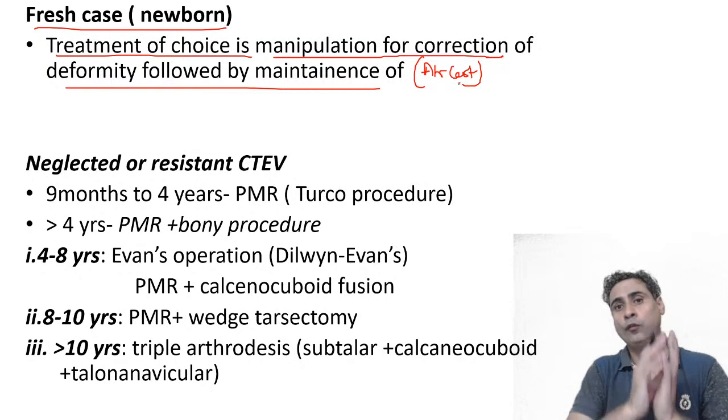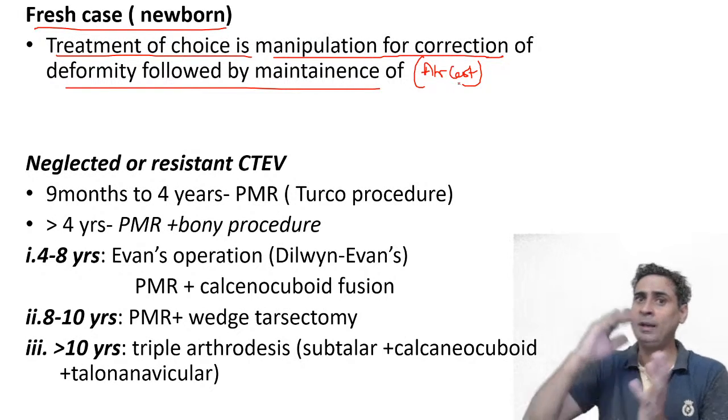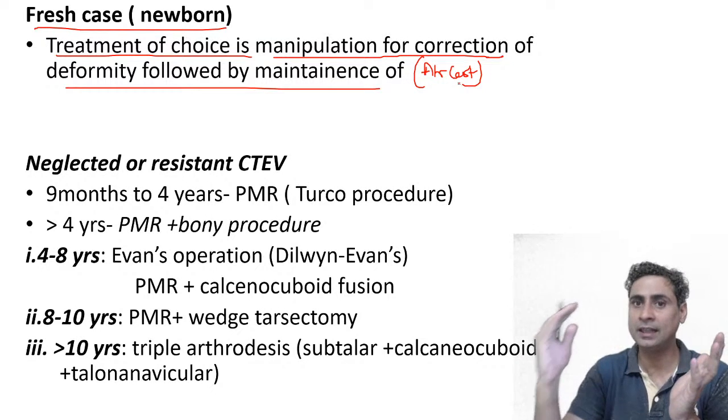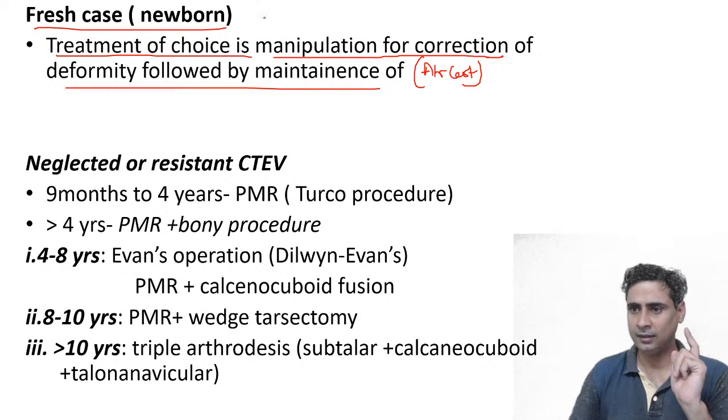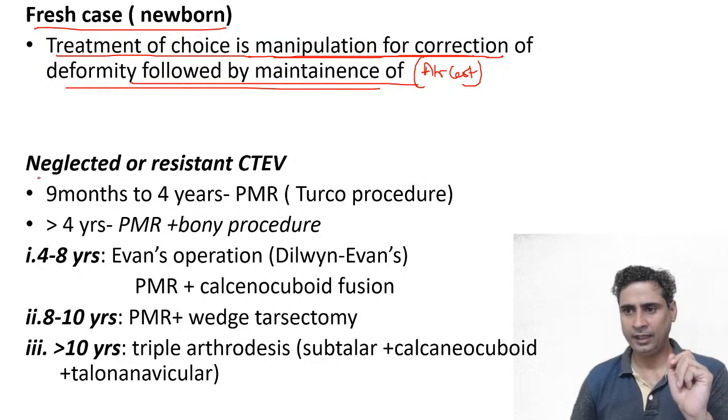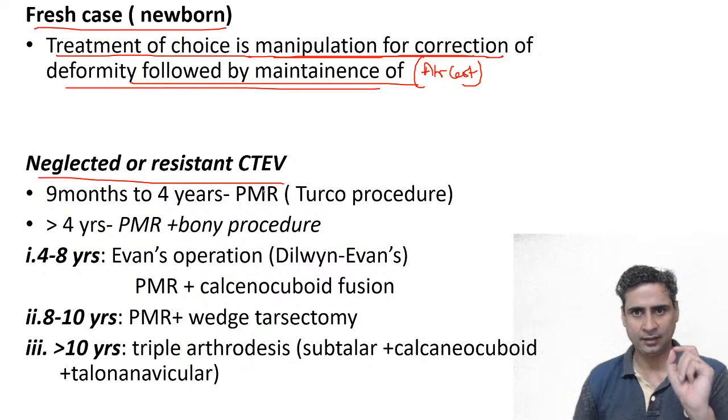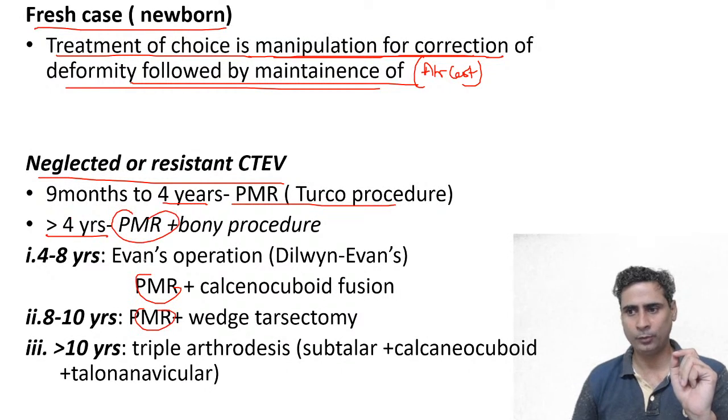Once full correction is achieved, then maintenance in Denis Browne splint and CTEV shoes. So fresh case, treatment of choice is manipulation for correction of deformity followed by maintenance. In neglected or resistant or failure cases, surgery is required. Up to 4 years, only soft tissue procedure. After 4 years, along with soft tissue procedures, we also require some bony procedure.